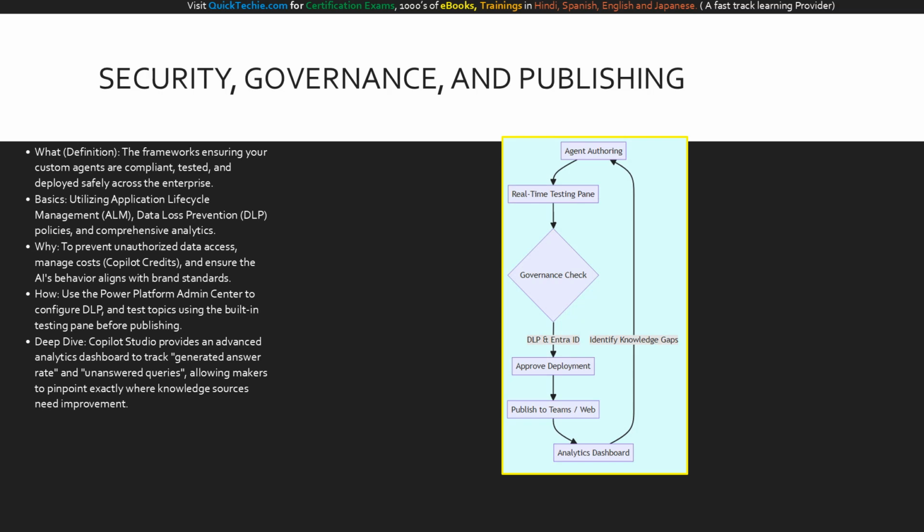Innovation requires guardrails. Slide 7 covers security, governance, and publishing. What are we discussing? The enterprise frameworks that ensure your custom agents are compliant and safe. The basics involve integrating Copilot Studio with your broader Power Platform governance, meaning you utilize application lifecycle management, data loss prevention policies, and environment routing. Why is this mandatory? To prevent data leakage, control token consumption, and protect your brand's reputation.